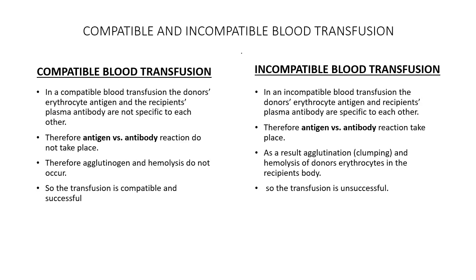In an incompatible blood transfusion, the donor's erythrocyte antigen and the recipient's plasma antibody are specific to each other. Therefore, antigen versus antibody reaction take place. As a result, agglutination or clumping and hemolysis of donor's erythrocyte in the recipient's body take place. So, the transfusion is unsuccessful.